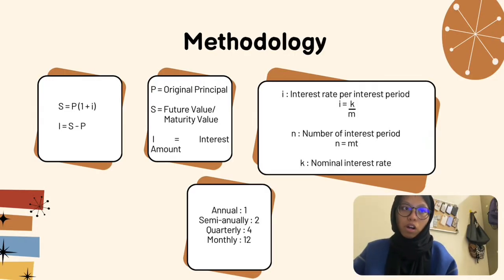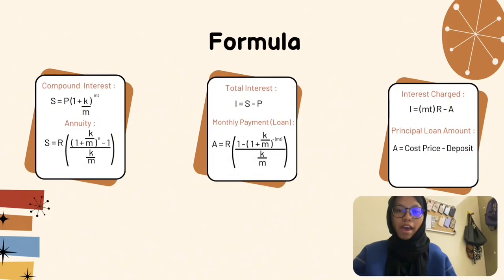Next, frequency for annually is 1, semi-annually 2, quarterly 4, and monthly is 12. Formula for compound interest is S equal to P (1 plus K over M) to the power of MT. So, formula for annuity is S equal to R [(1 plus K over M) to the power of M minus 1] over K over M. Formula for total interest is I equal to S minus P.